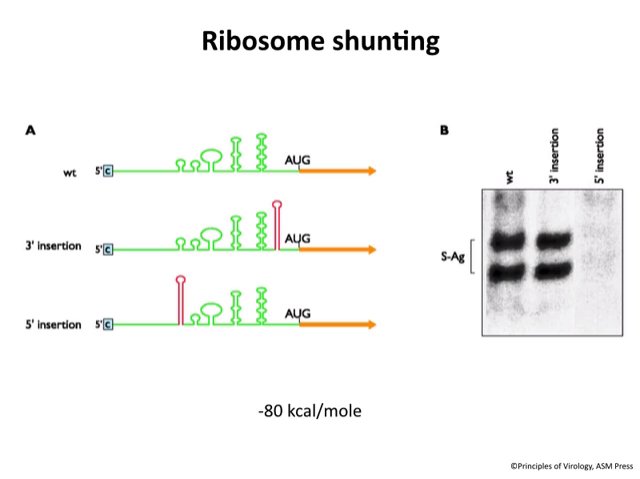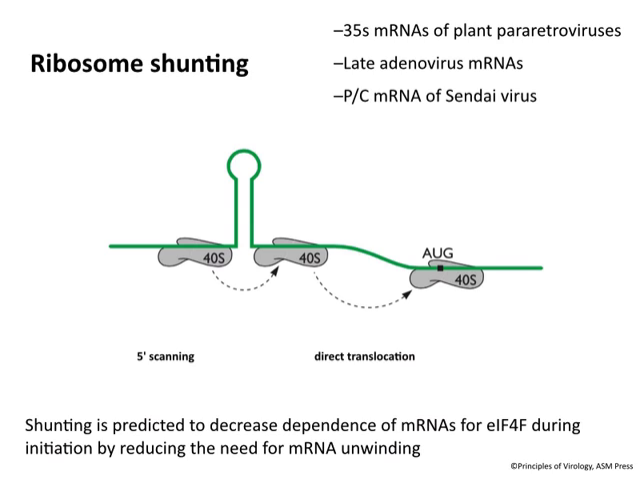So the ribosomes don't always move linearly. They can bypass sequences, and that's shown on this slide. So here we have our secondary structure. Our ribosomes are attached to a cap, not shown here. They can scan, and then they reach a specific structure which is present in RNAs in which shunting occurs, and they can bypass a lot of the secondary structure and make it to the AUG.